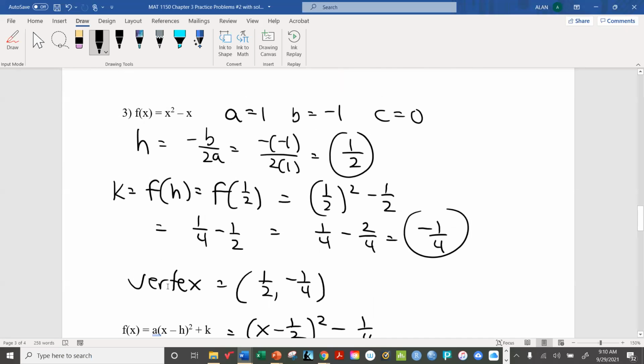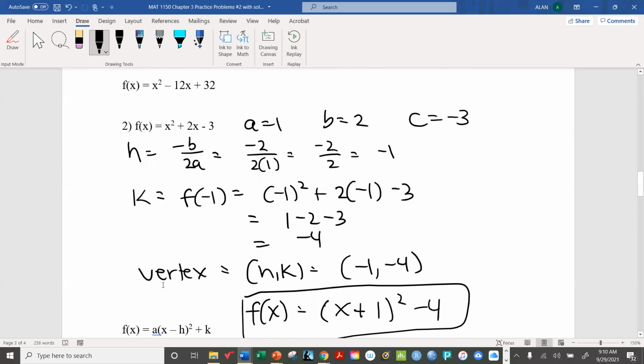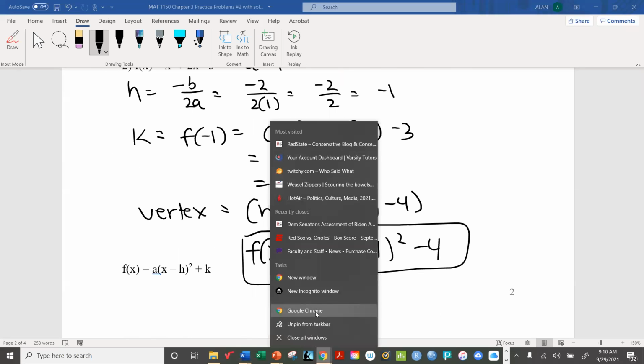And by the way, I almost forgot. You know what I'd like to do? Let's go back and take one of these over to Symbolab, just to remind ourselves what this is supposed to look like.